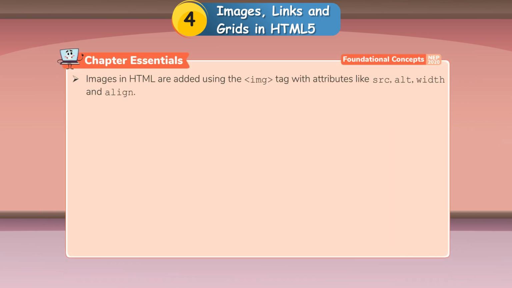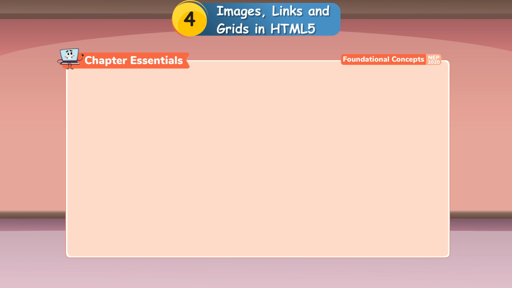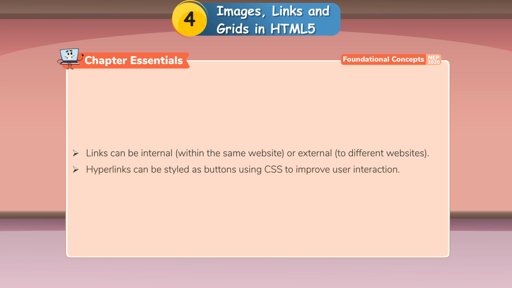Chapter Essentials. Images in HTML are added using the image tag with attributes like src, alt, width, and align. The alt attribute is essential for accessibility, providing alternative text for images. Hyperlinks are created using the anchor tag, with href specifying the destination URL and target defining where to open the link. Links can be internal within the same website or external to different websites.